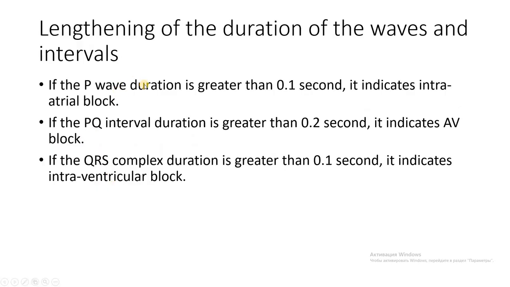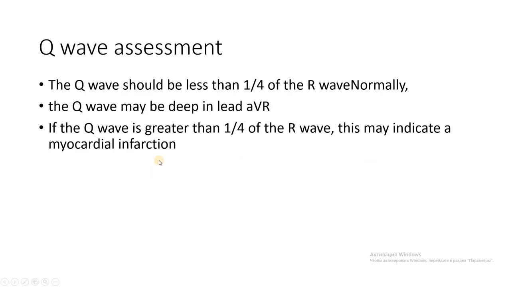Widening of the duration of the waves and intervals. If the P wave duration is greater than 0.1 second, it indicates intra-atrial block. If the PQ interval duration is greater than 0.2 second, it indicates AV block. If the QRS complex duration is greater than 0.1 second, it indicates intraventricular block.